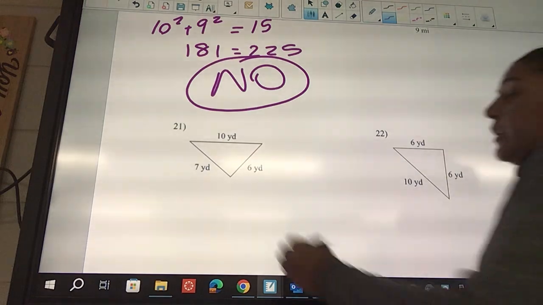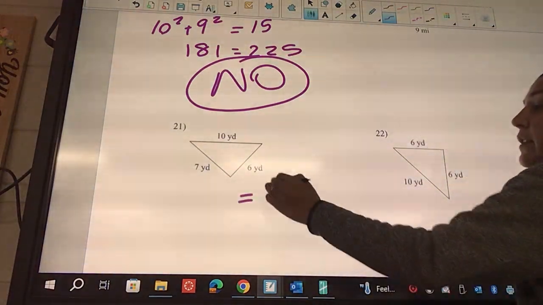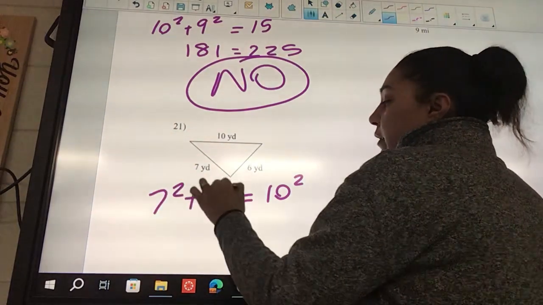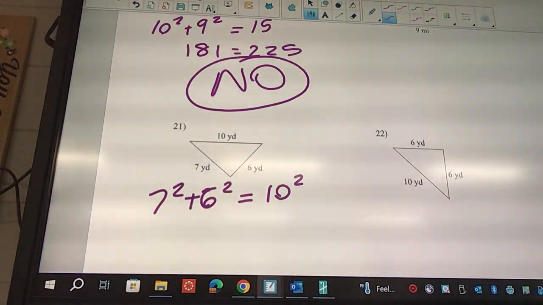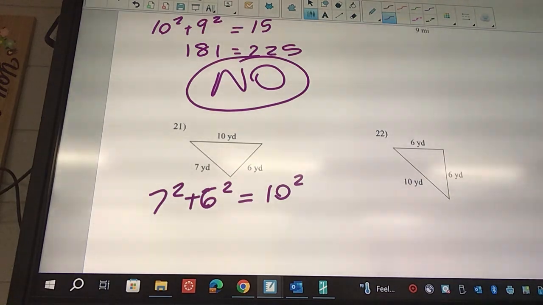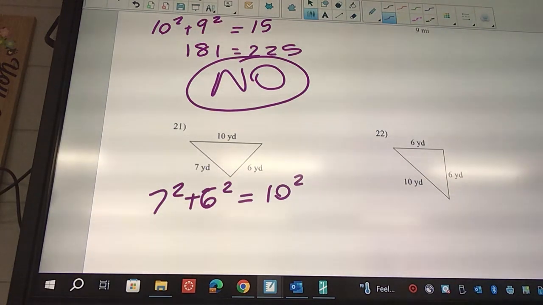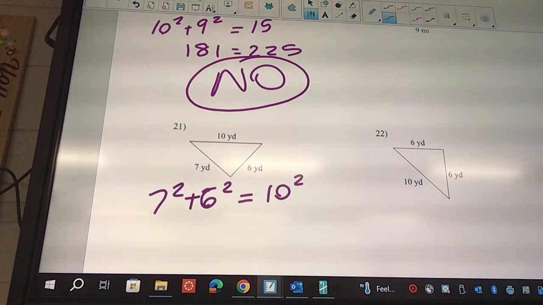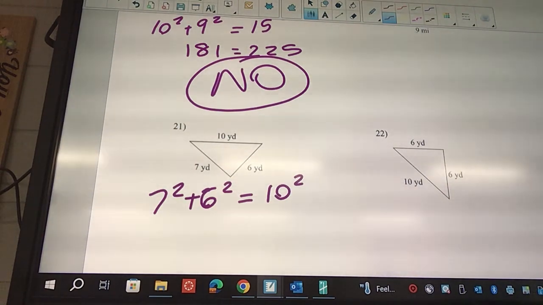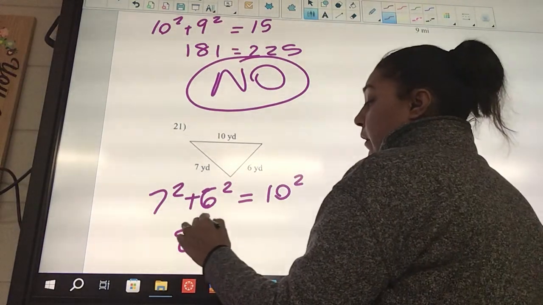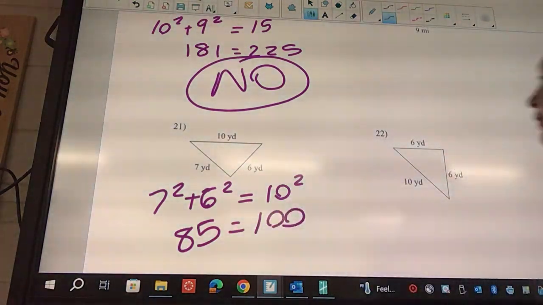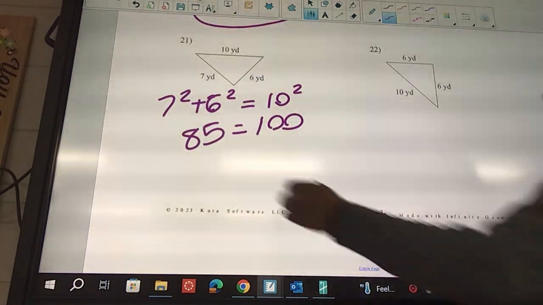Okay, 21. Which one is my C? The 10. So we got 10 squared. And I'm going to have a 7 squared plus a 6 squared. What is 7 squared plus 6 squared? 85? Somebody agree with that? Okay. 85 equals 100. Is that true? No.